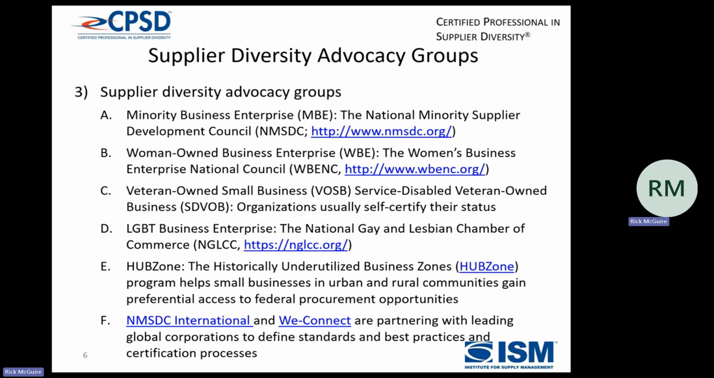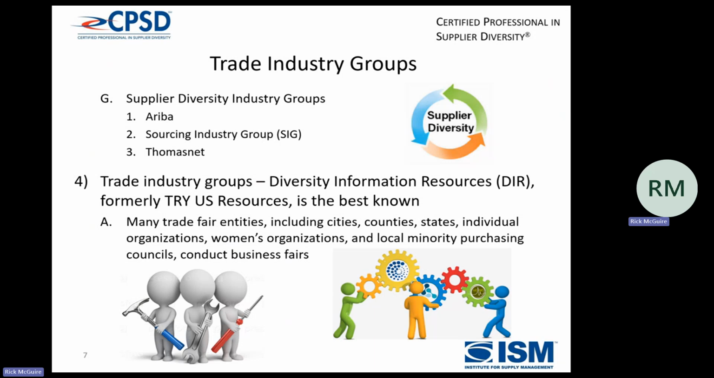The NMSDC, National Minority Supplier Development Council International, and WeConnect are partnering with leading global corporations to define standards and best practices for certification processes, trying to do it globally. Trade groups, supplier diversity industry groups: Ariba, Sourcing Industry Group, SIG, ThomasNet. Those are some industry groups. Trade industry groups such as Diversity Information Resources, or DIR, formerly TRI US Resources, is the best known. So DIR is the best known.